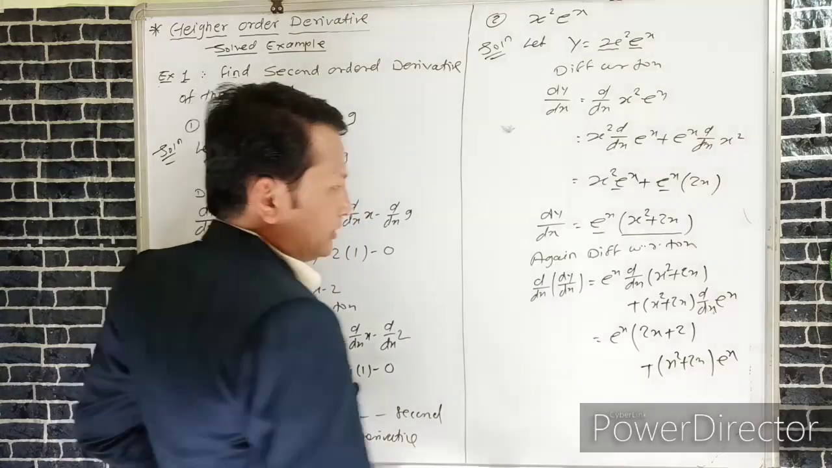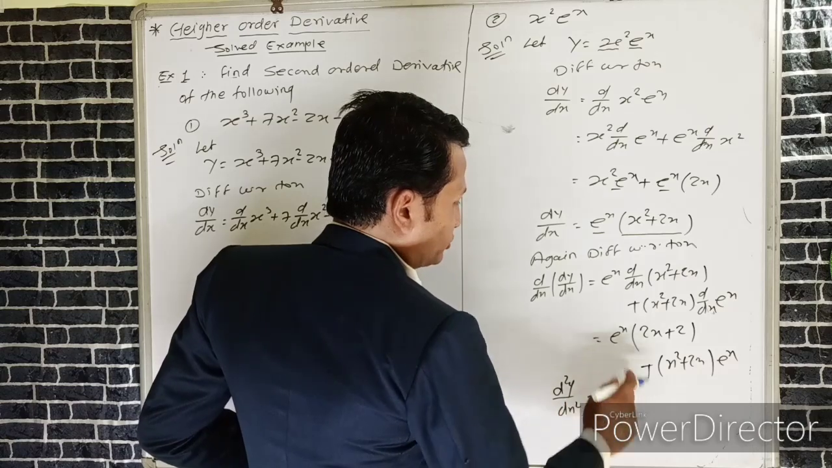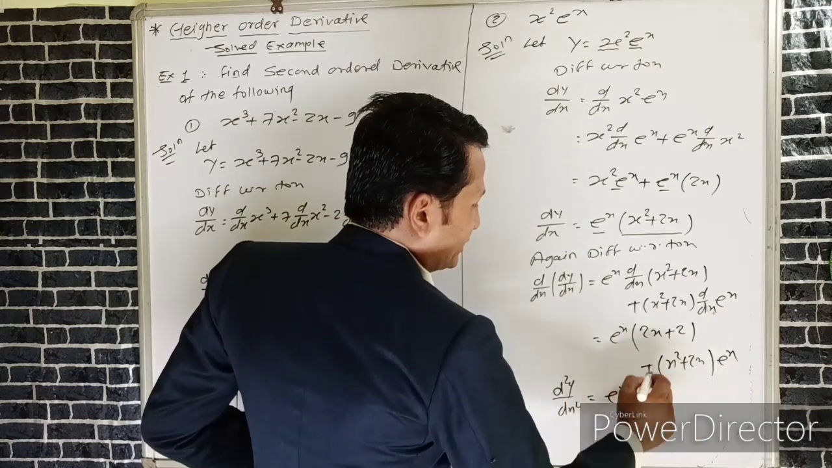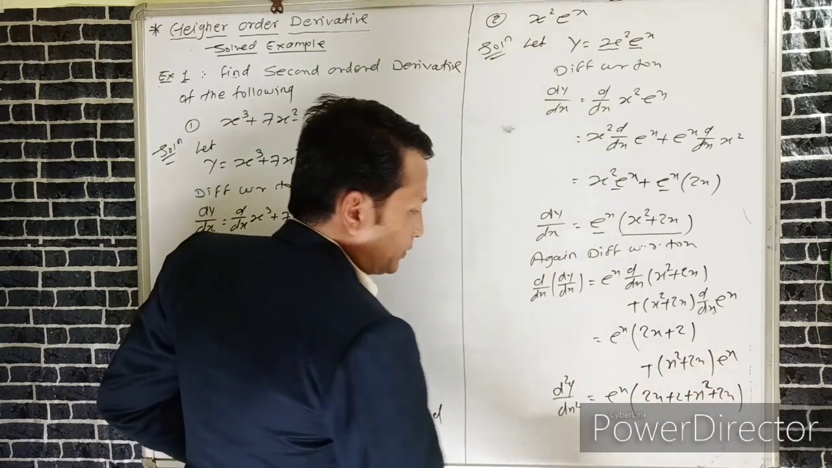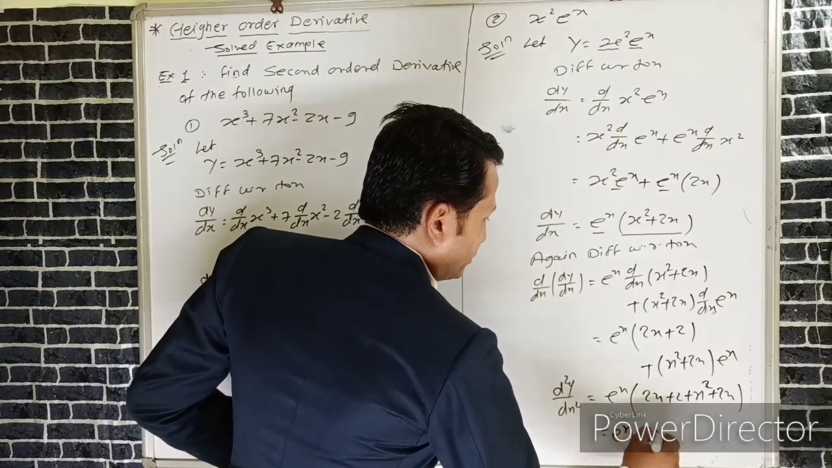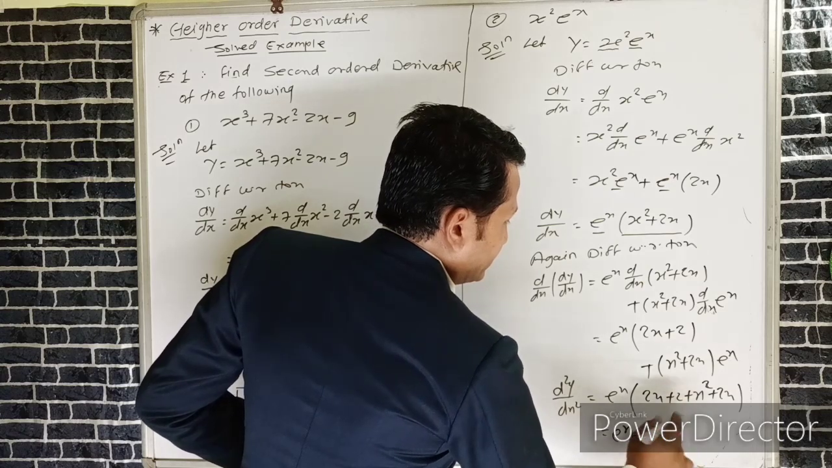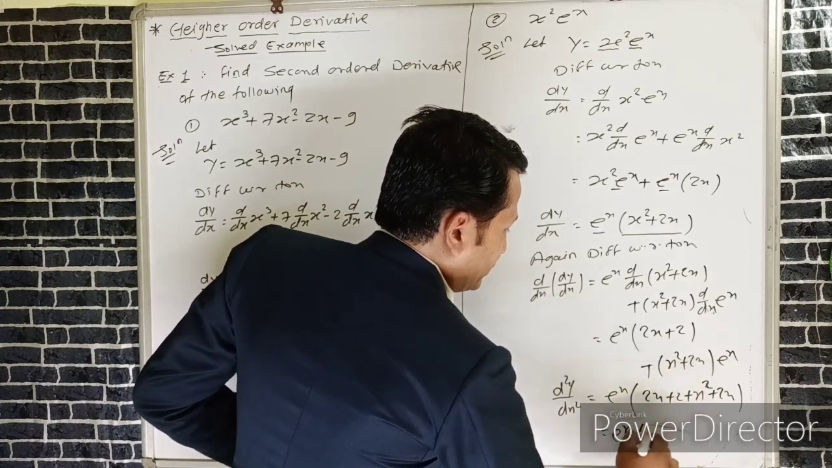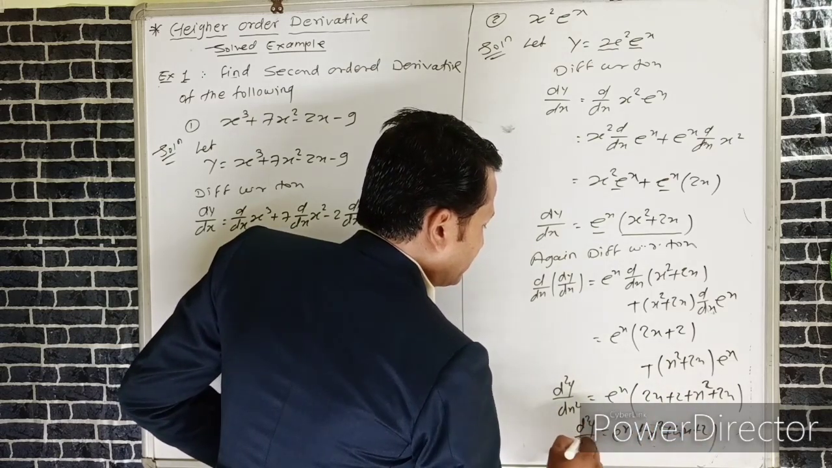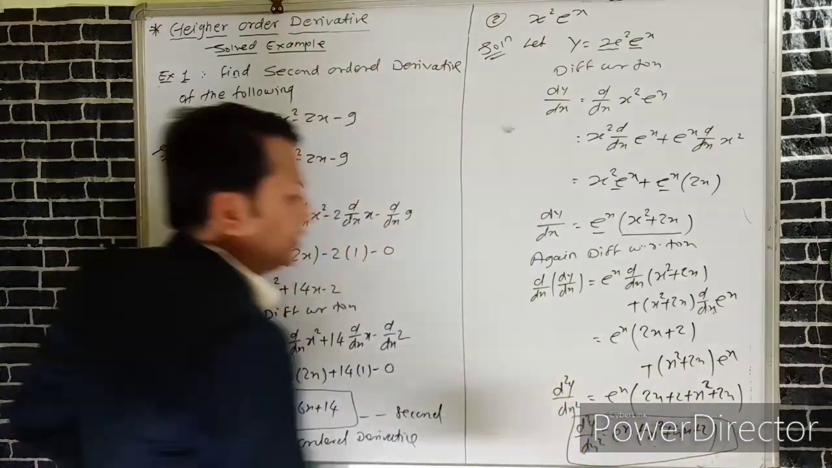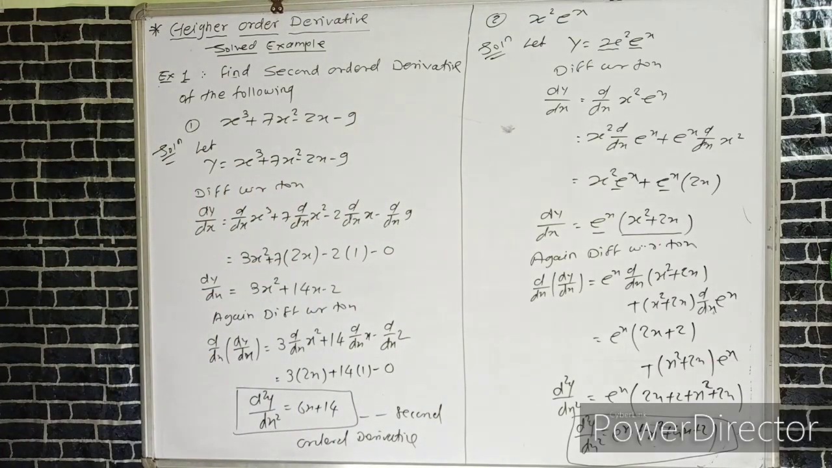Here plus x square plus 2x as it is, and the derivative of e to the power x is e to the power x. We can write d2y upon dx square is equal to, if we take e to the power x common from both terms, 2x plus 2 plus x square plus 2x, or e to the power x into x square plus 4x plus 2, which is the required second order derivative. d2y upon dx square is equal to e to the power x into x square plus 4x plus 2.